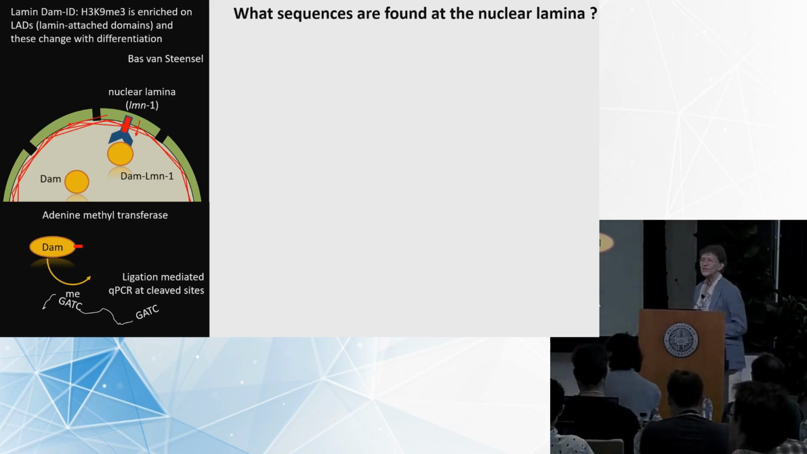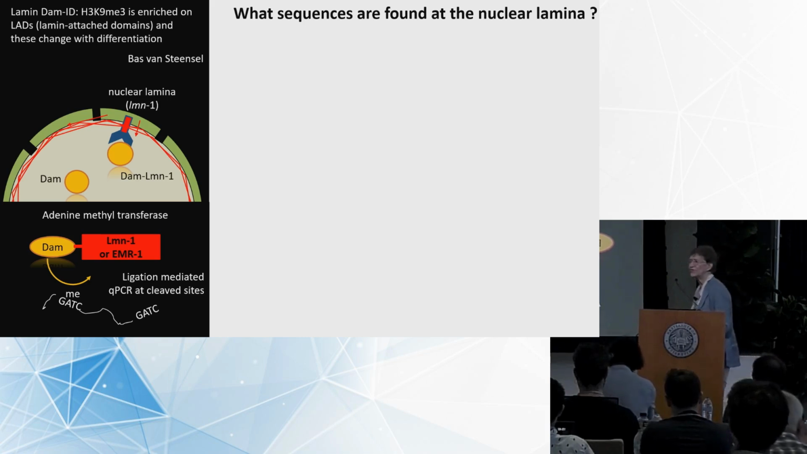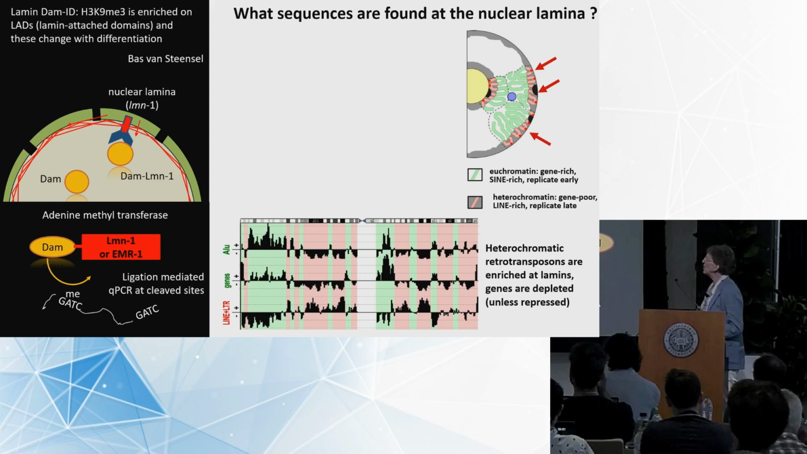So what are the sequences that are at the periphery? One of the techniques that I think was very instrumental was developed by Bas van Steensel. It's where you tether a bacterial methylase to any protein you want to localize, but in this case, it was tethered to lamin or emerin in order to identify the sequences that were close in proximity, because if you methylate the GATCs, they become cleavable by a certain restriction enzyme, and that tells you which sequences are located there. So this was done genome-wide. I think this is textbook material.